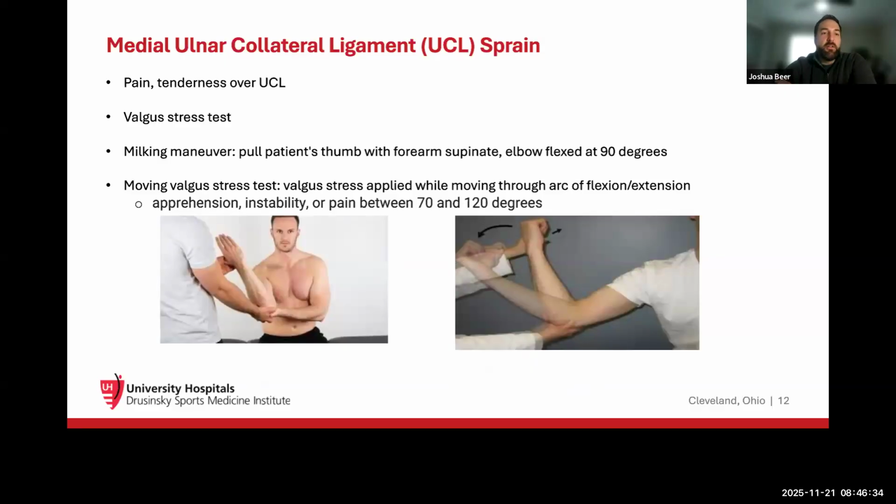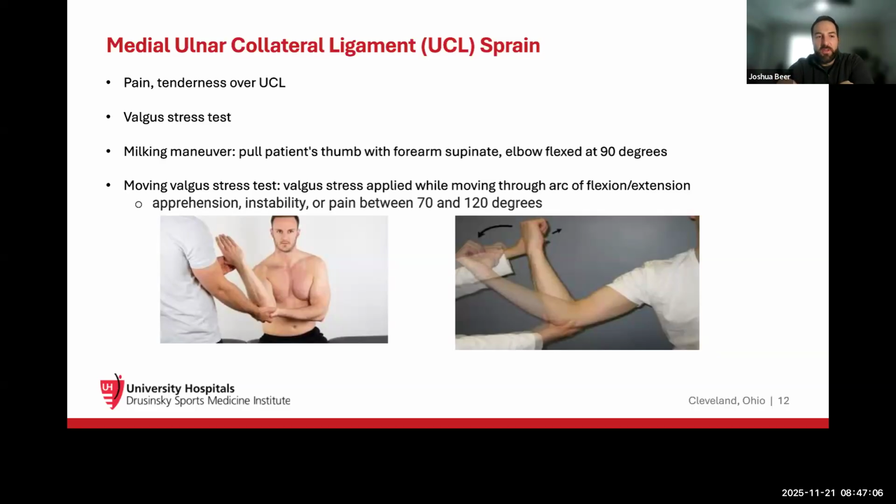So on presentation, they're talking about pain and tenderness over the UCL. There are 3 tests that can be used in clinic. One is just a basic valgus stress test. The second one is your milking maneuver, which can be seen on the left picture there, where you basically stabilize their elbow, palpate over that joint space, and then pull on their thumb and see if that elicits pain or increases laxity. You want to compare it to the contralateral side.